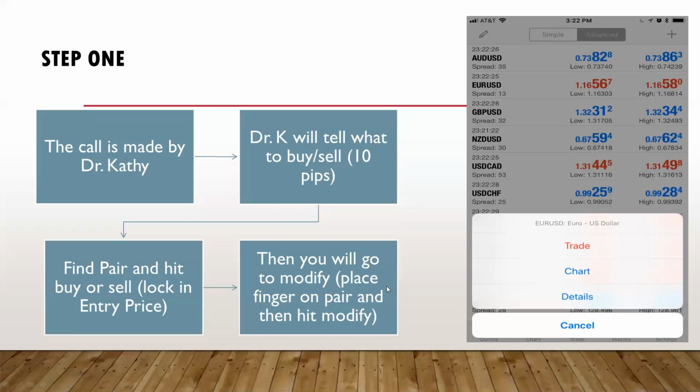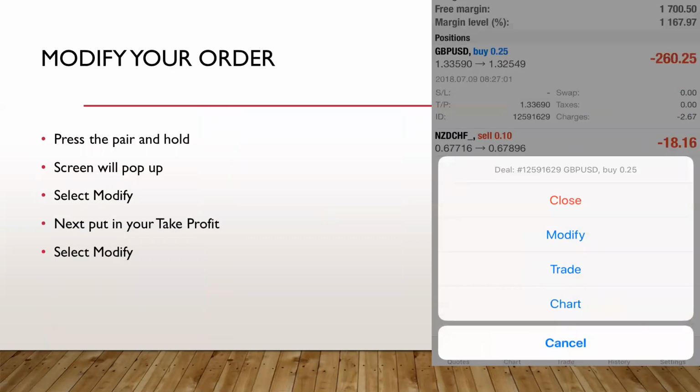And then you will go back and hit modify and put your finger on it and hit modify and then put in your 10 pip take profit. So whatever you lock in, when you look to the left, you'll see where your entry price is. And then you would calculate your 10 pips from it and go from there. Now, how to modify your order, we tell you to go ahead and hit buy or sell so that locks you in and the price is already moving.